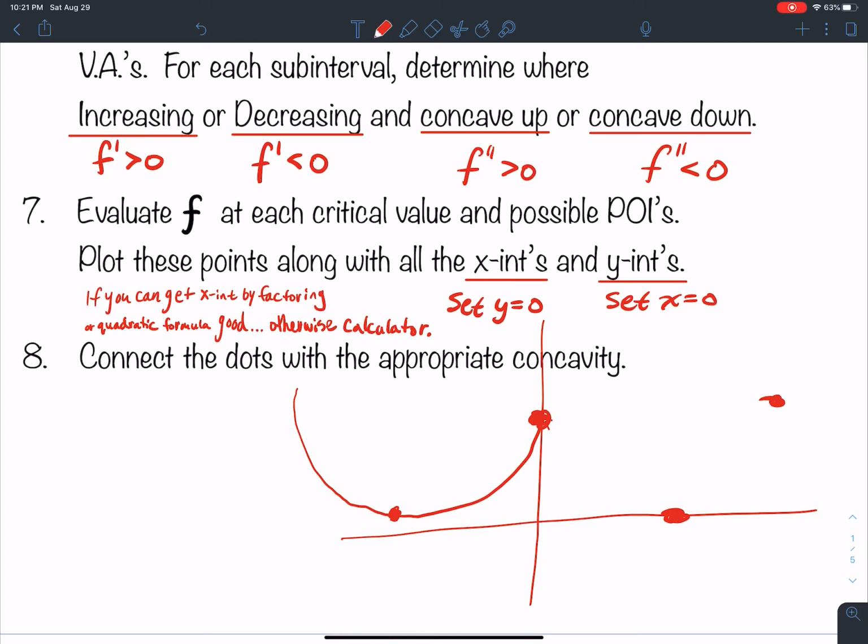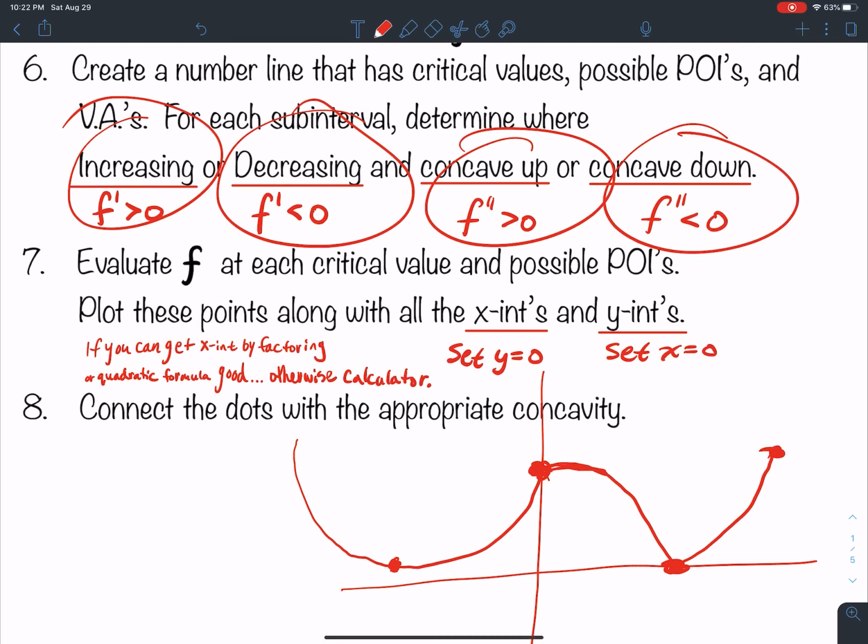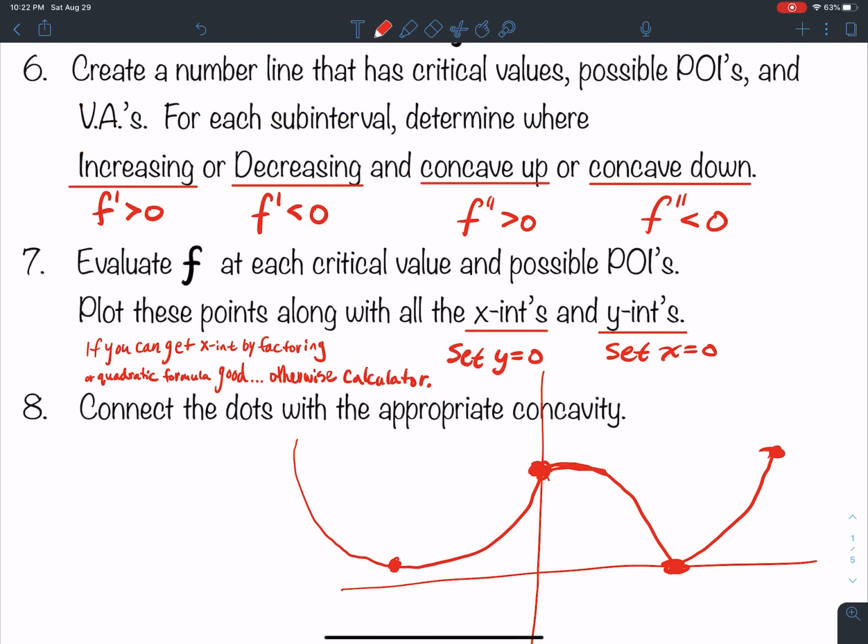Here it's, ooh, that's kind of weird. I'd have to have some other point, right? So maybe it changed concavity, now it's concave down, and now we're concave up and increasing there, whatever. Okay, so this part here tells you how to draw your curve, okay? And we just connect our dots that we found in step 7, okay?